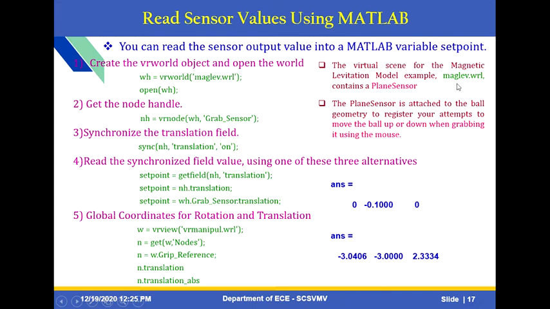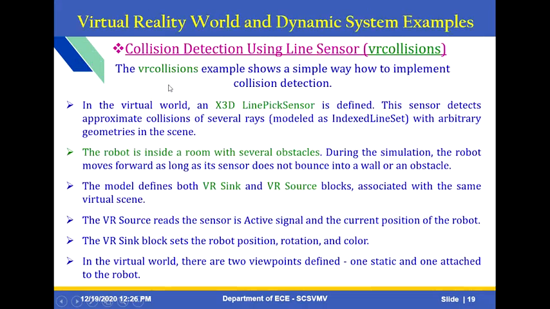Particularly here, there is a magnetic levitation program. The virtual scene for the magnetic levitation model is a file already stored in the example models. It contains a plane sensor. The plane sensor is attached to the ball geometry to register your attempts to move the ball up and down when grabbing it with your mouse. Just you can type this.